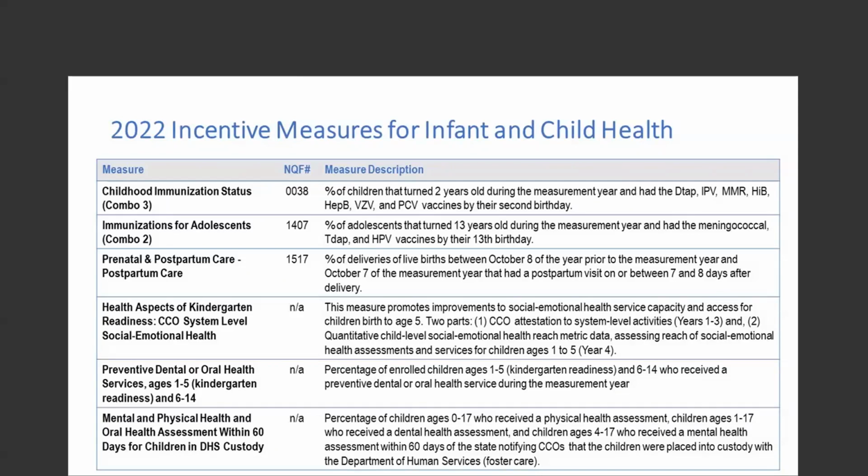Another homegrown metric is the last one, which is the mental, physical, and oral health assessments within 60 days for children with DHS custody. Again, this partnership is within OHA, the CCOs, and our partners over at DHS, the Department of Human Services across the state, otherwise known as those who help coordinate the foster care in Oregon. Next slide.